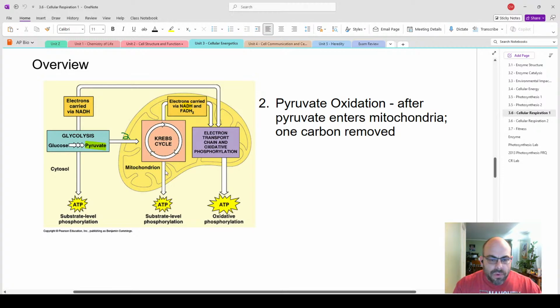Now there are 4 phases of cellular respiration. Glycolysis is first, glucose to pyruvate. Pyruvate oxidation is second. It takes the pyruvate, breaks off a carbon, and gets it ready for the Krebs cycle, because the Krebs cycle only takes in 2 carbons. And I'll show you a picture of pyruvate oxidation. It'll make a little more sense.